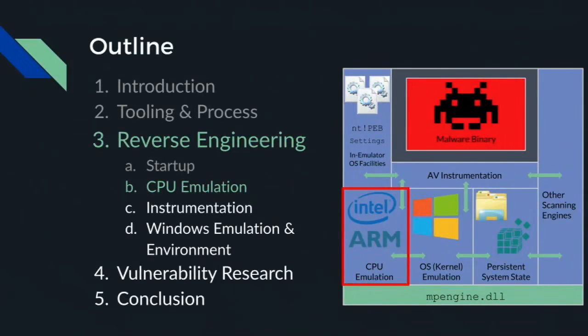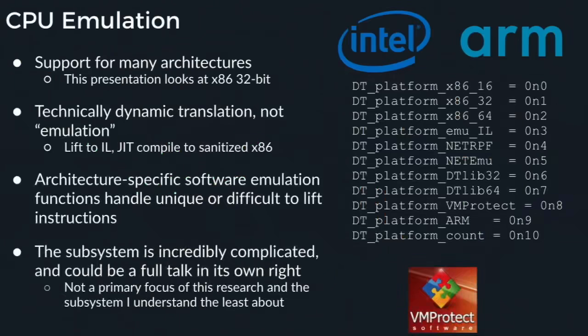Moving into talking about CPU emulation, the very lowest level of the engine, actually emulating the CPU and the instructions that the malware binary is running. Defender's emulation of CPUs is really not emulation so much as dynamic translation. This is very similar to what QEMU, the quick emulator, does. You're basically going to lift the x86 code up into an intermediate representation and then dump it down into a sanitized x86. You're rewriting the code so that it's safe and clean and has certain security properties and, say, can't access outside of the bounds of certain buffers and things like that.